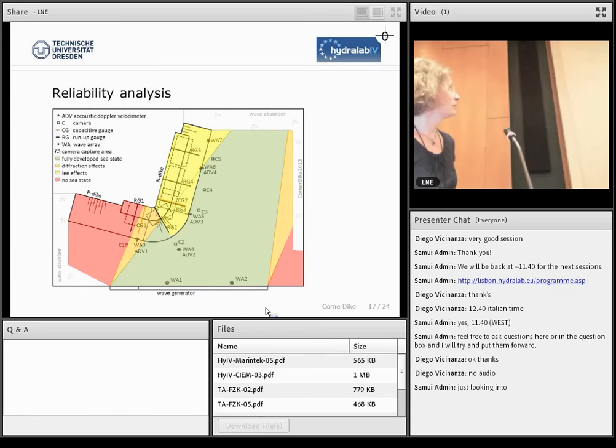So this was done for all devices and for all investigated angles of wave attack, and you can see here the upper table is for the run-up tests, and this is for the overtopping tests, and you can recognize a pattern here for the tests.